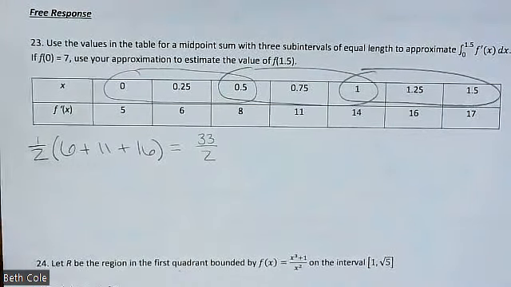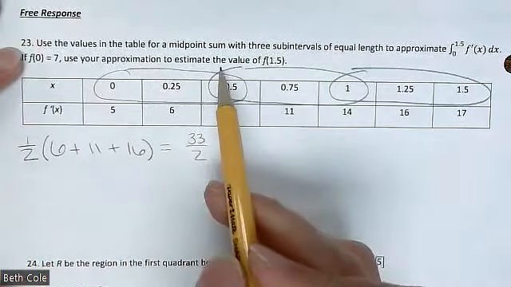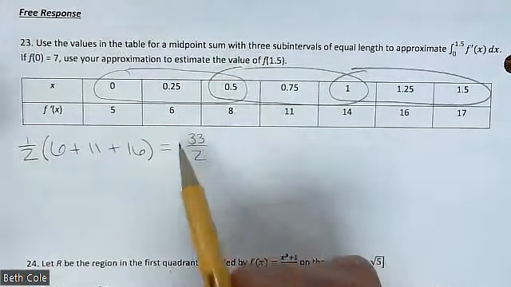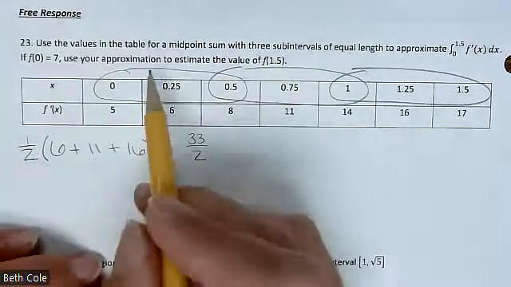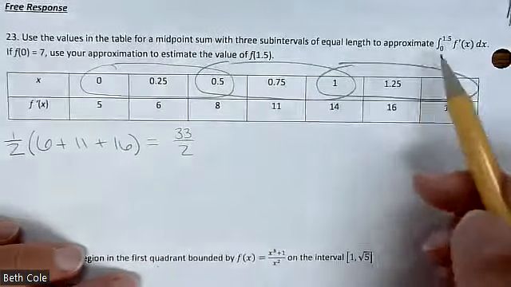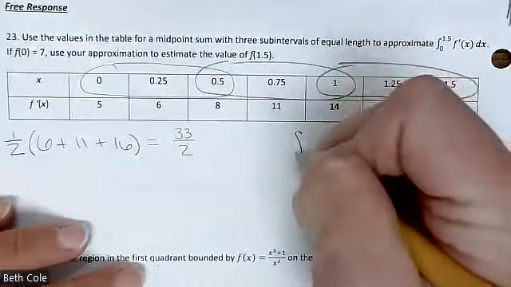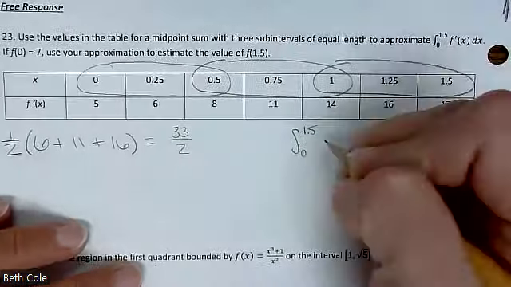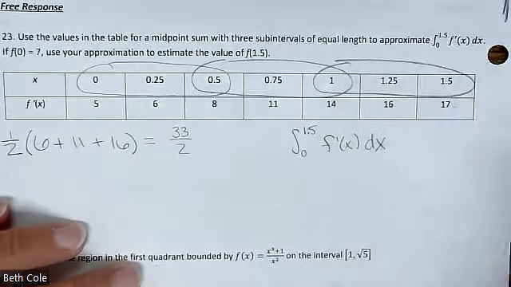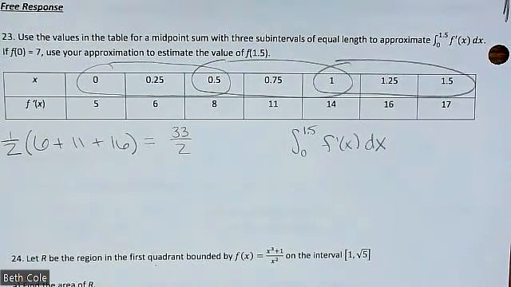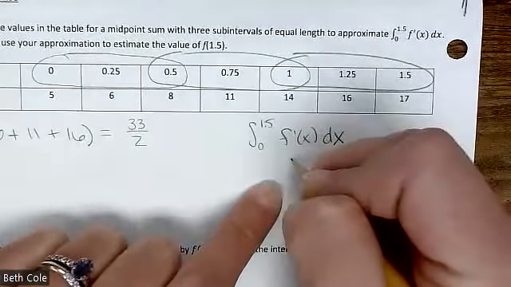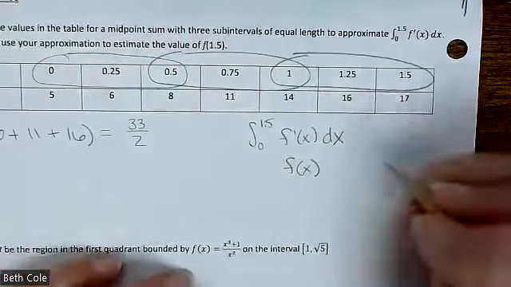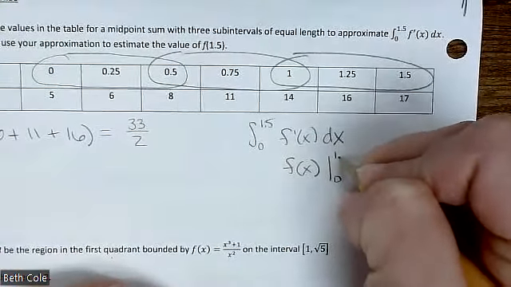All right. Now it says if f of 0 is 7, use your approximation to estimate the value of f of 1.5. And the reason it's an estimation is because this number is an estimation of the area. We can't find it truly because all we have is this table. So this is what we estimated: integral from 0 to 1.5 f prime of x dx. This is your fundamental theorem of calculus. You do an antiderivative. So if this is f prime, when you do the antiderivative, you get just regular f of x such that 0 to 1.5.